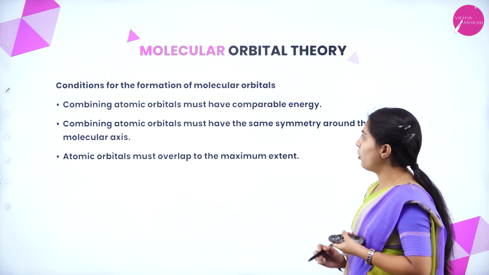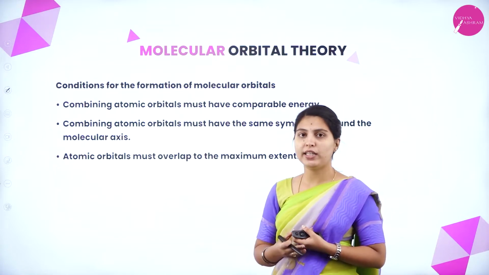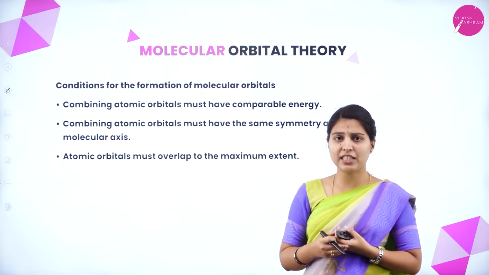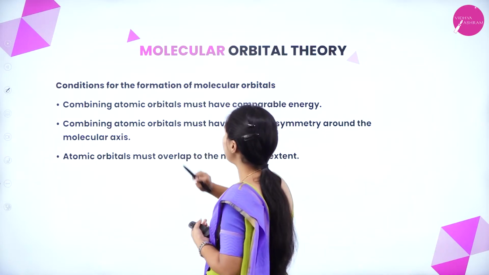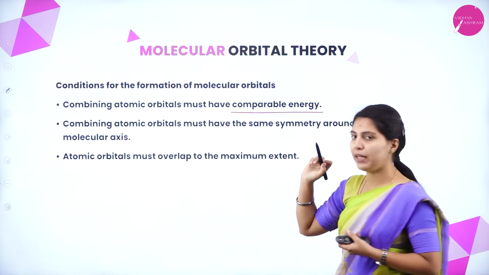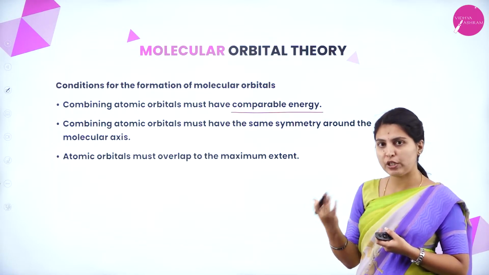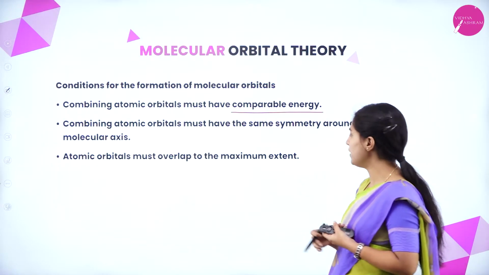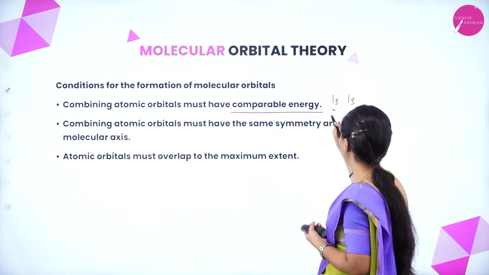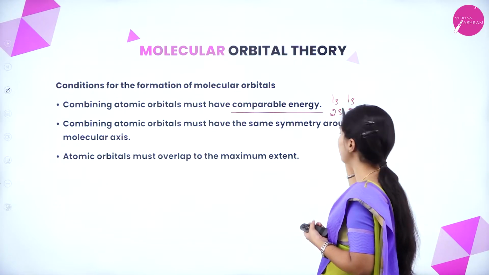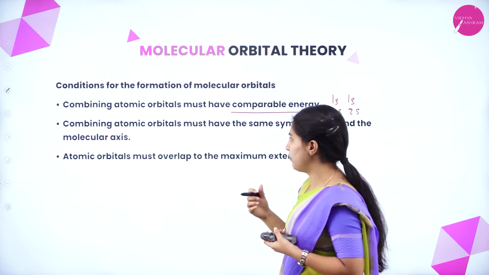Next one. What are the conditions for the formation of molecular orbitals? To form molecular orbitals from atomic orbitals, certain conditions must be present. What are those? Combining atomic orbitals must have comparable energy. Simply any atomic orbitals will not form molecular orbitals. It should be 1s and 1s, 2s and 2s, like this only it will form. Comparable energy will be present, but not very much.